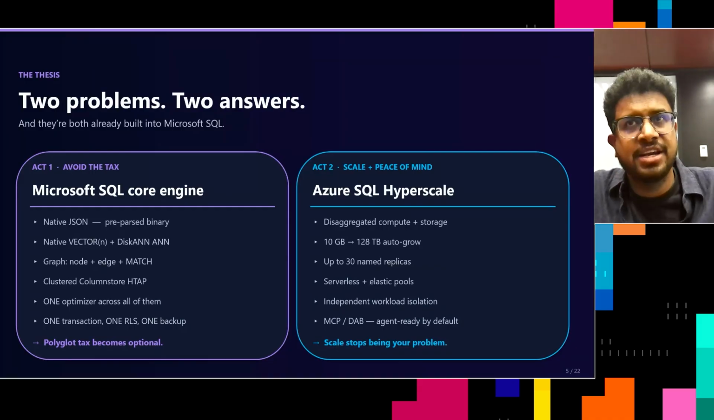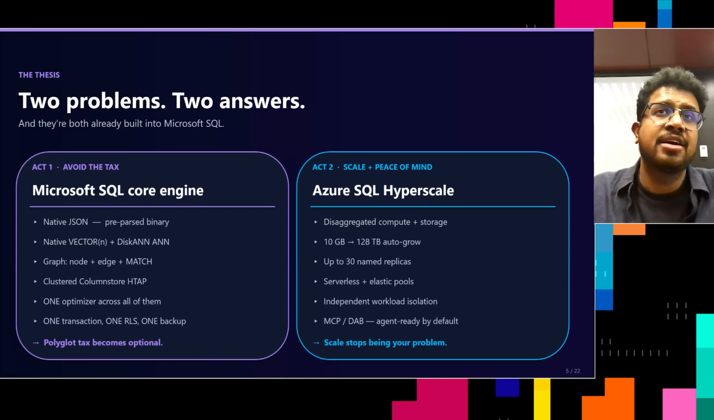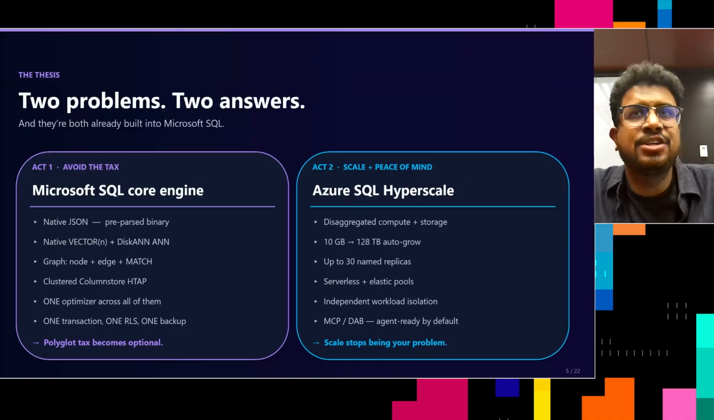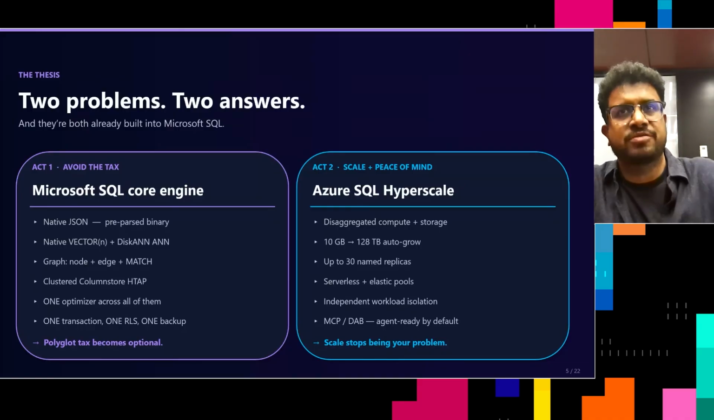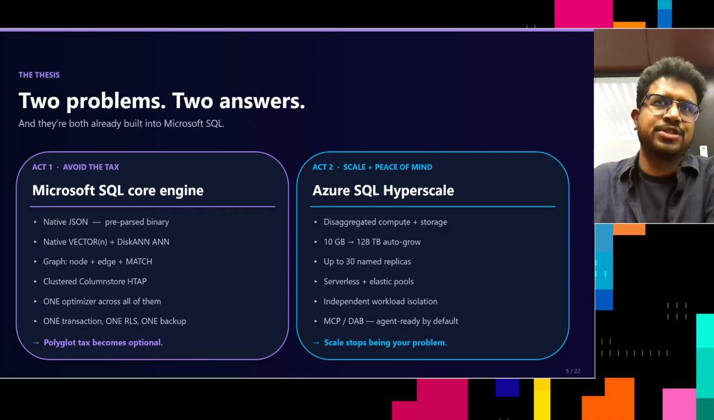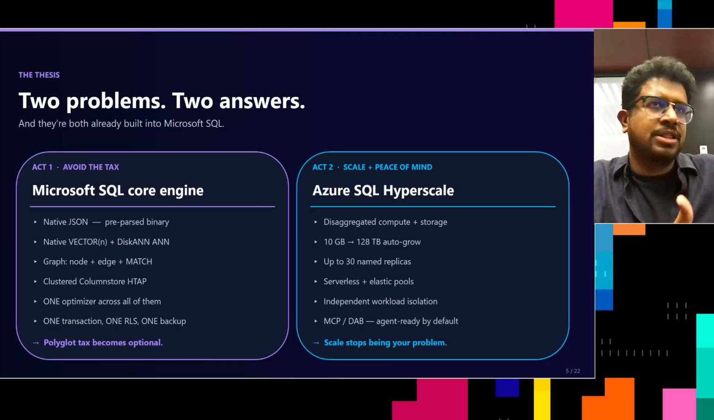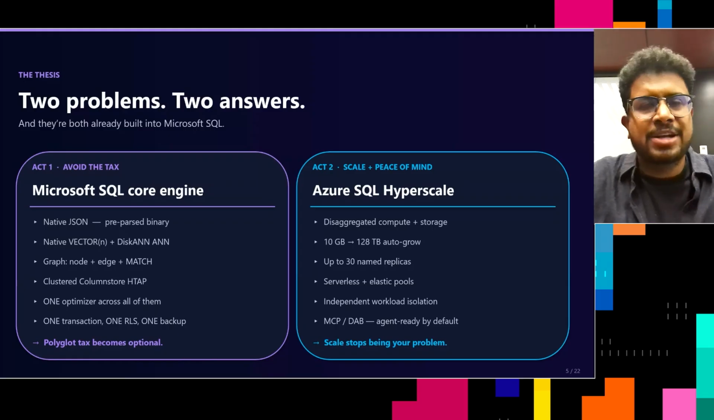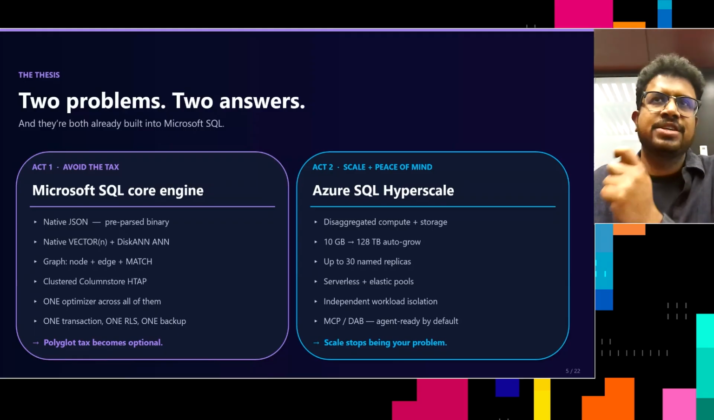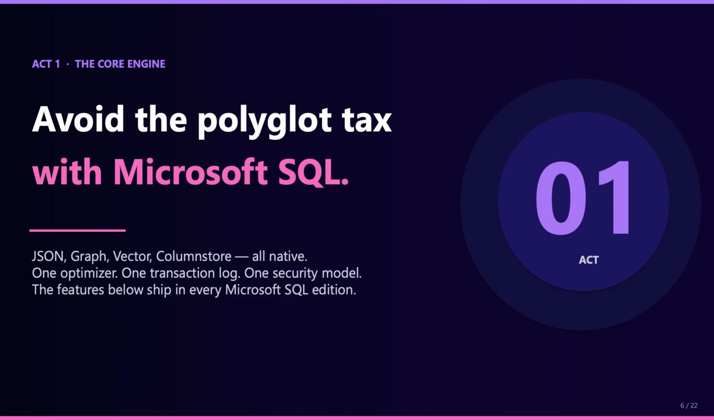That's why we are here avoiding polyglot tax with the Microsoft SQL core engine, and not just with the engine avoiding the tax. You need scale to perform and use the best of this engine. That best of this engine comes from Azure SQL Hyperscale. We will talk about how Azure SQL Hyperscale helps with that. So Act 1 is how to avoid the tax with all the different capabilities that we built into the Microsoft SQL core engine. Act 2 is how do you scale that Microsoft SQL core engine, which is the base of building the Azure SQL Hyperscale. Okay, let's go into part 1.